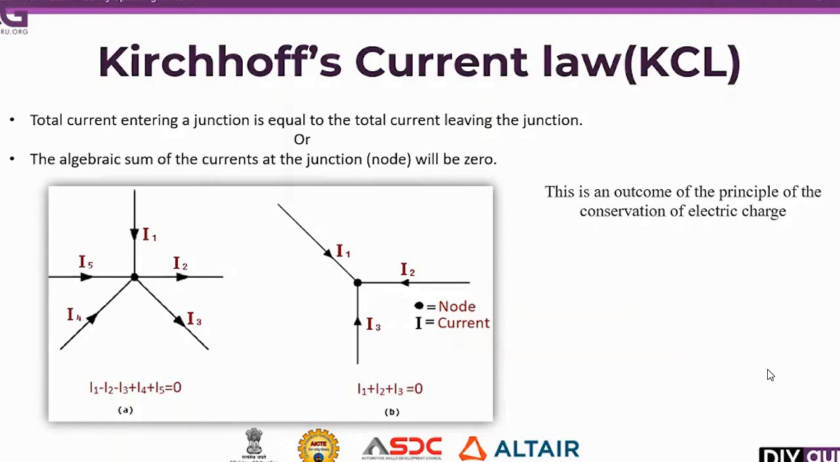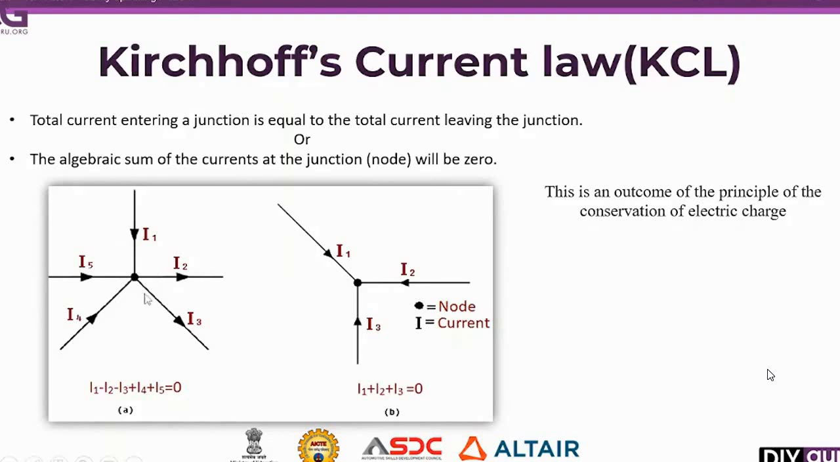Another way you can define it is that the algebraic sum of the currents at the junction, and a junction is nothing but a node here, will be 0. The algebraic sum of the currents at a junction or at a node will be 0, or all the incoming currents are equal to outgoing currents.